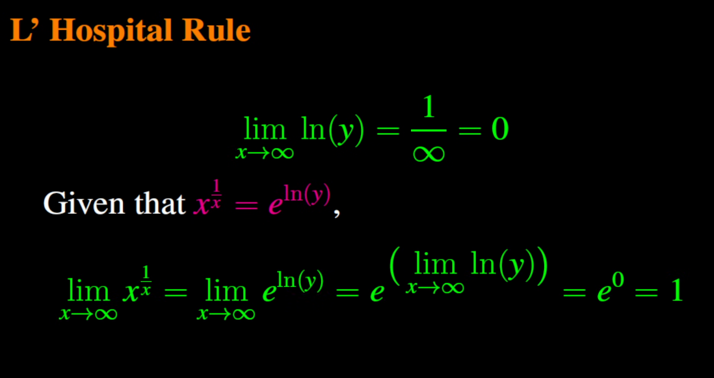So, the limit as x goes to infinity of x to the power of 1 over x is equal to the limit as x goes to infinity of e to the power of logarithm of y, which is equal to the exponential of the limit as x goes to infinity of logarithm of y, which is e to the power of 0. And this is equal to 1. Finally, the limit of our expression x to the power of 1 over x when x goes to infinity is 1.